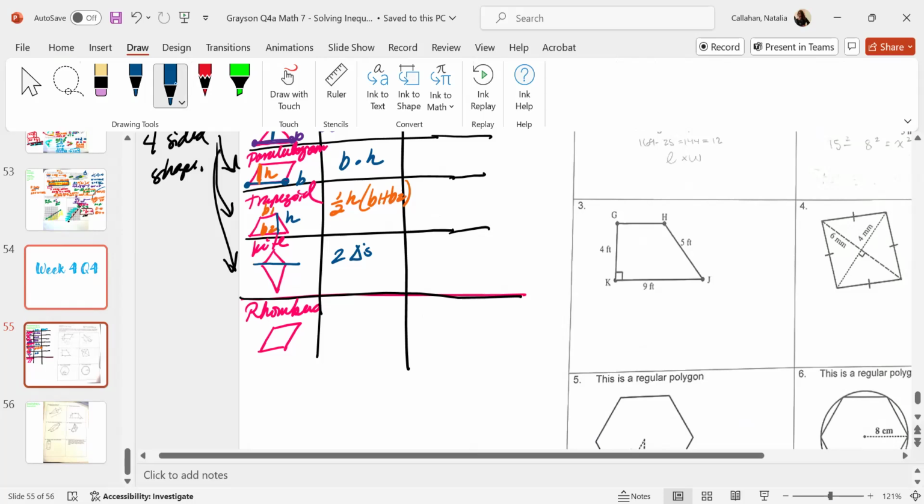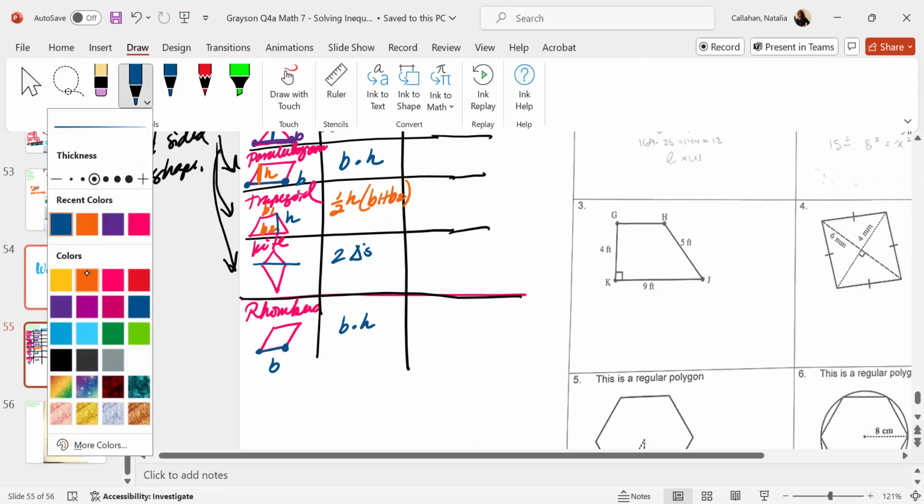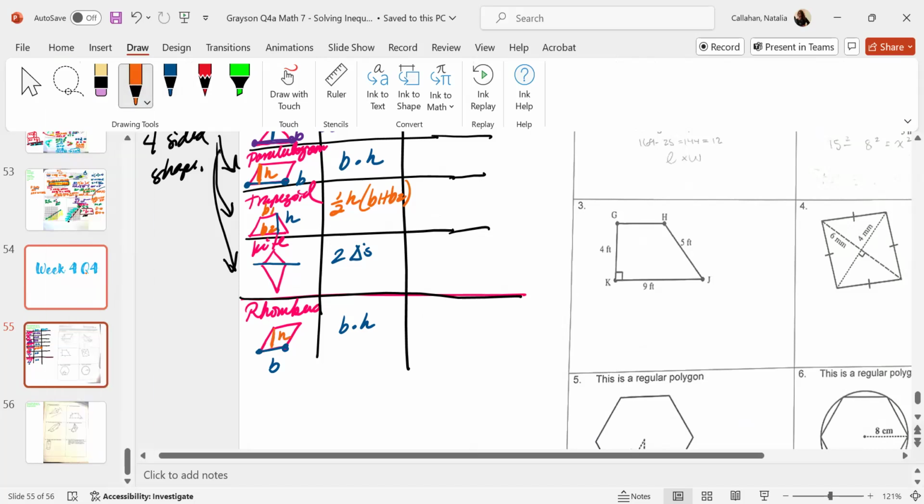Rhombus is just like a parallelogram. A parallelogram is like a rectangle, but pushed forward a little bit, right? A rhombus is like a square, but slanted a little bit. So rhombus, base times height. This part's the base. This part is the height. Okay.